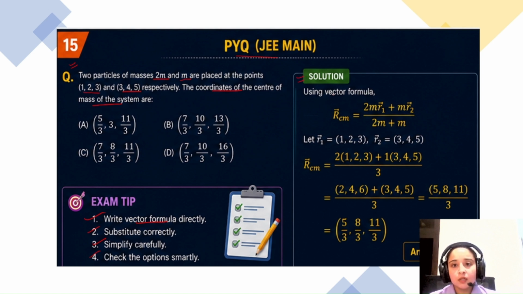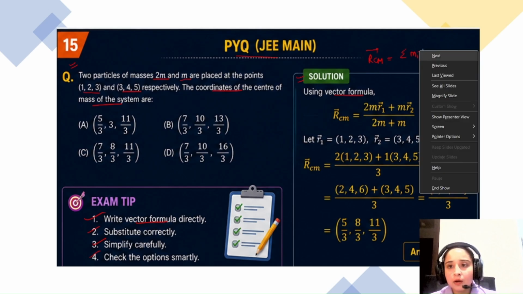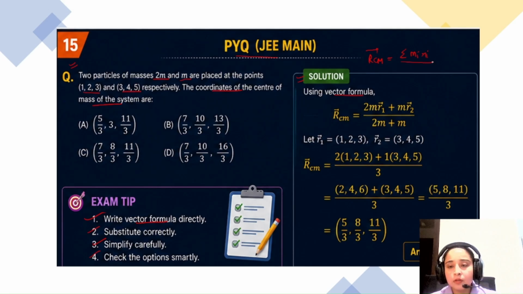Using the vector formula, what is the vector formula for the center of mass? That is summation mi ri divided by summation mi. So here we can write m1 r1 vector plus m2 r2 vector divided by m1 plus m2. Here the m1 mass is 2m, the m2 mass is m. So simply you can write 2m r1 vector plus m r2 divided by 2m plus m. So you can simply put in the values.